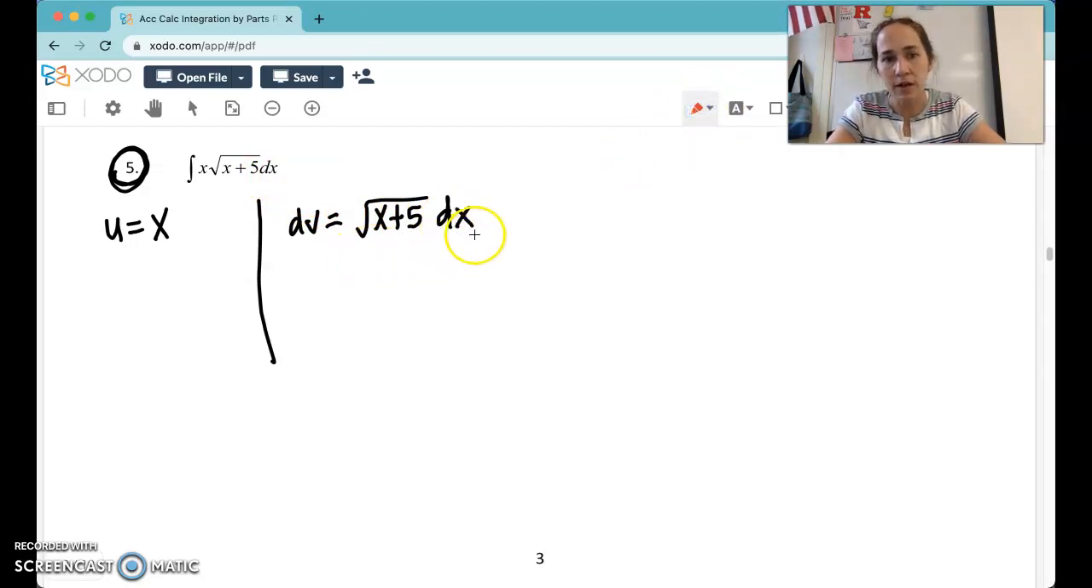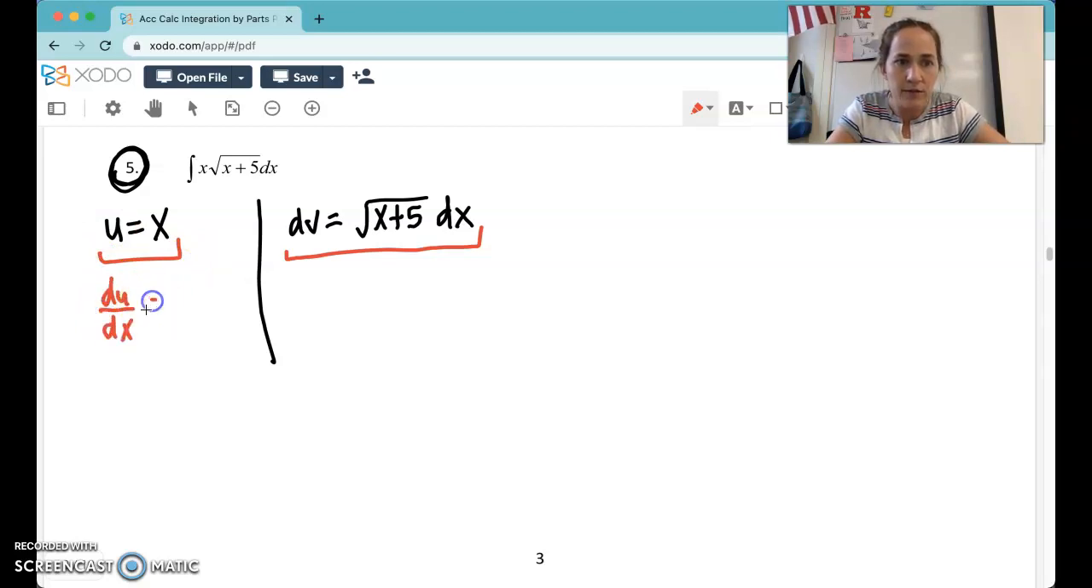And we got to do two things. On the left, same side work as last time. We got to take a derivative of both sides. So du dx still equals 1, and that means du equals dx. So we have these two pieces to the puzzle.